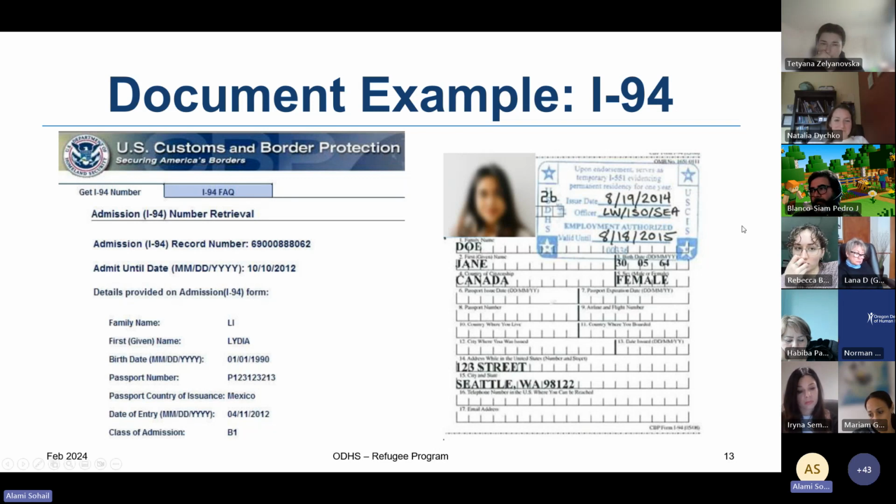Same for the paper I-94. So it would have most of that information, but if you are seeing a paper I-94, it needs to have a stamp on it. If it doesn't have a stamp, then it's not a complete I-94.